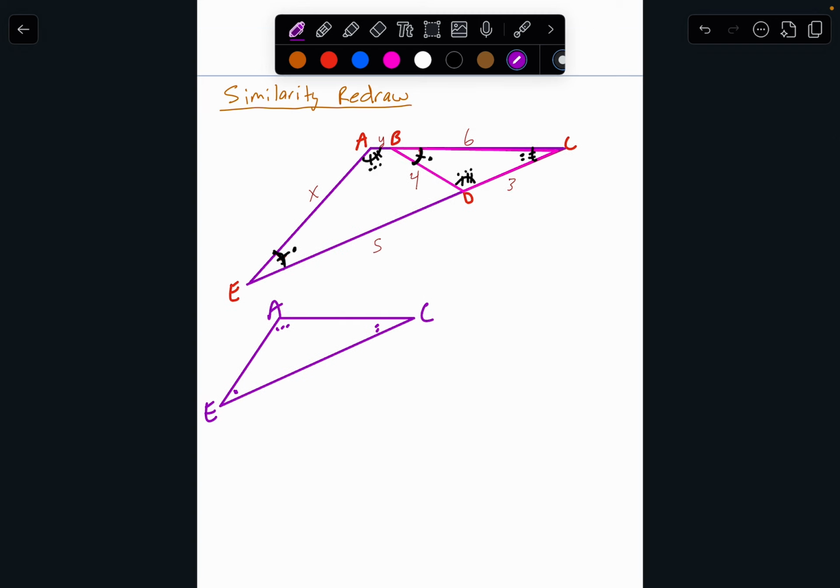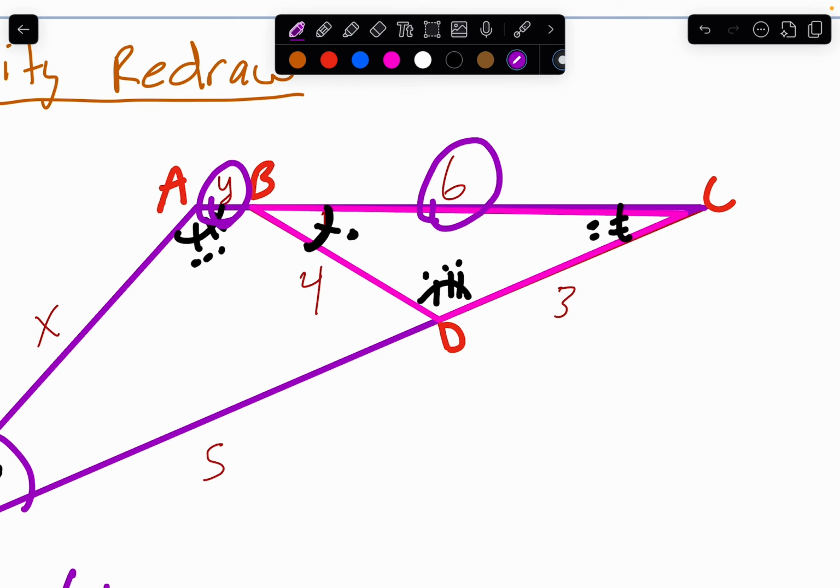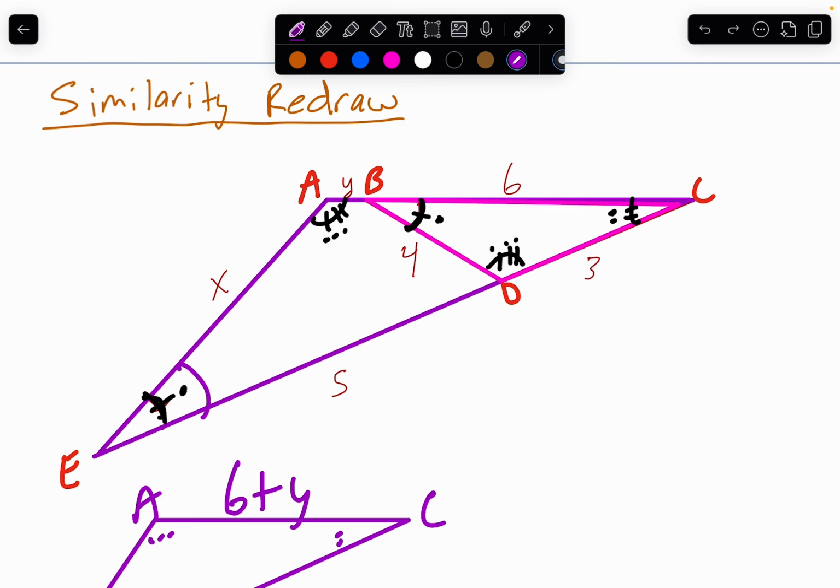And I'm looking real carefully. Okay, here's my 1 dot. What is across from my 1 dot? It would be this entire side. How long is that entire side on this picture? It is 6 plus y. From A all the way to C would be this part plus this part to get that whole thing.